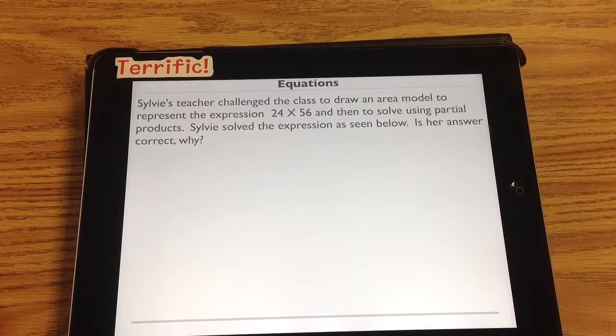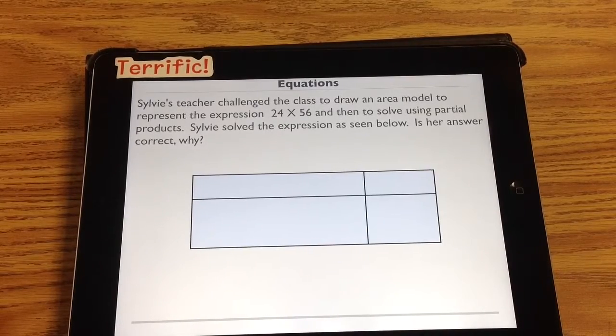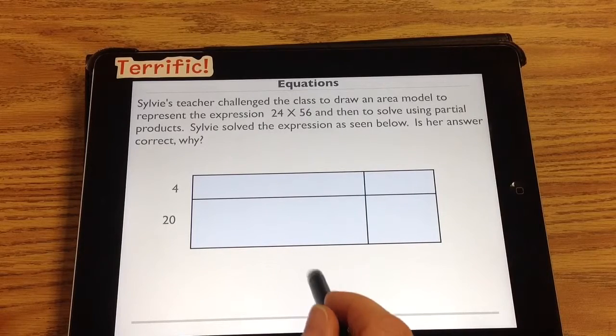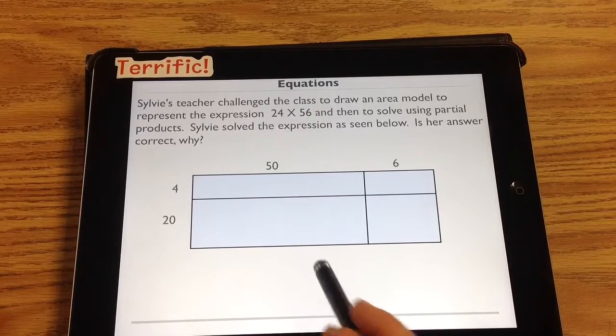It says Sylvie's teacher challenged the class to draw an area model to represent the expression 24 by 56, and then to solve using partial products. This is a little bit of a review. She solved the expression as seen below. Is her answer correct, and why? So, she came up with an area model, it looks like. What did she do with her 24? Well, she broke it into 20 and 4, correct. How about her 56? What did she do with her 56? She broke it into 50 and 6.